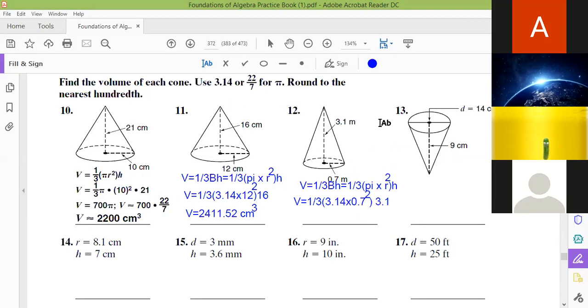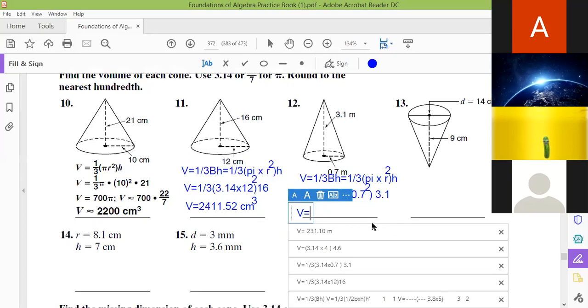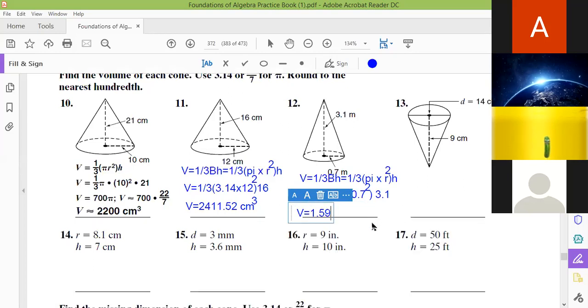The answer will be 1.58988667. After rounding it, you can say V is equal to 1.59 m, and then cube.